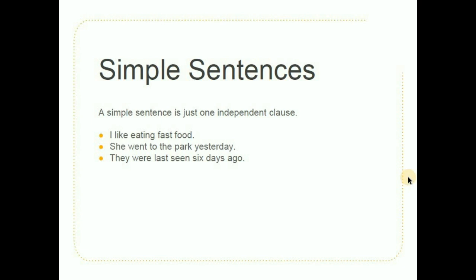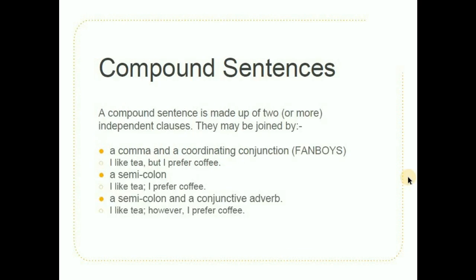We can see another few examples. I like eating fast food. She went to the park yesterday. They were last seen 6 days ago. A compound sentence is made up of 2 or more independent clauses. They can be joined in 3 ways. Firstly, as we just saw in the previous example, they can be joined by a comma and a coordinating conjunction. We remember the coordinating conjunctions by this amusing name, fanboys.